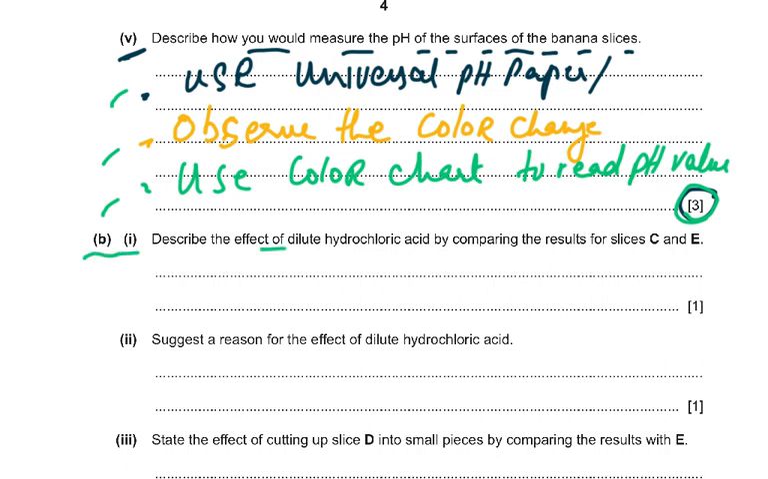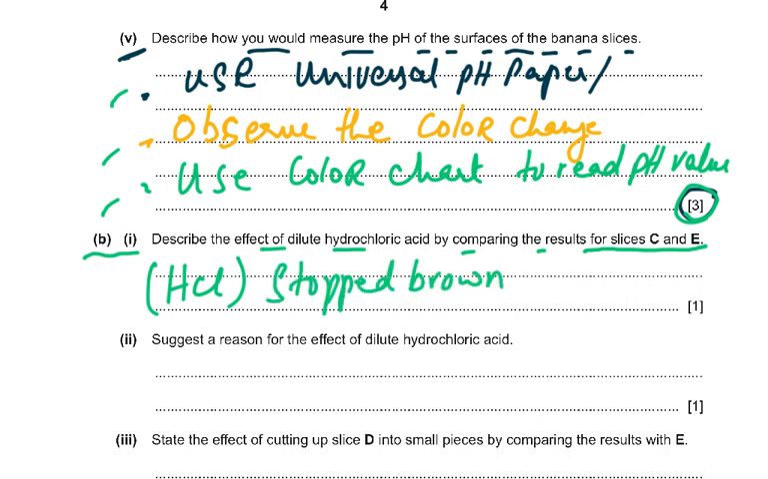B part 1, describe the effect of dilute HCl by comparing the results for slices C and E. With the HCl, it stopped browning. The one which was in the HCl stopped browning. Why? Because enzymes work best at a certain pH, and they get denatured at pH above or below that. Suggest a reason for the effect of dilute HCl. Enzyme denatured.